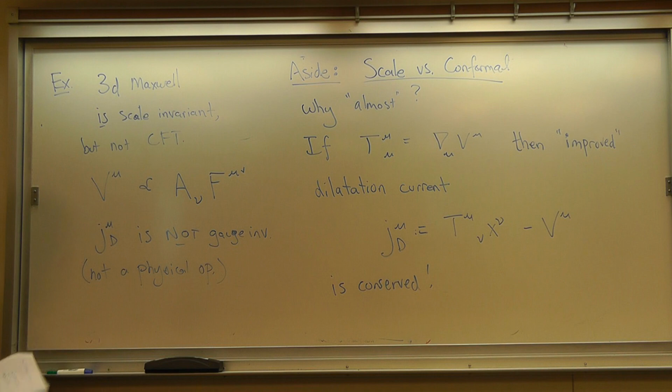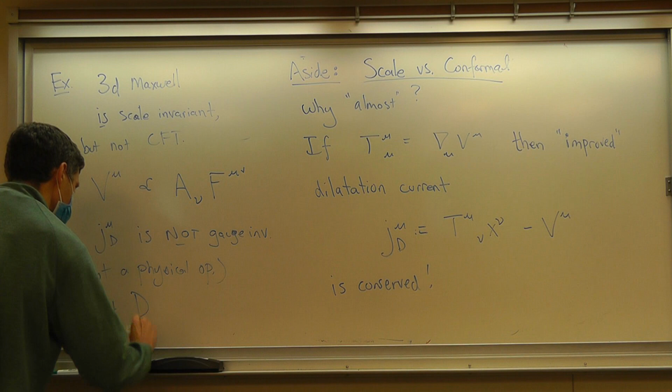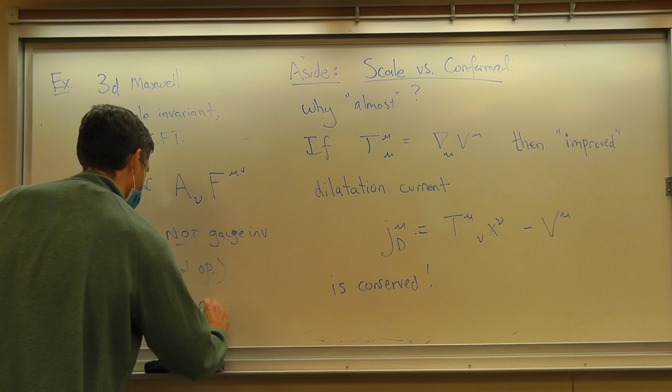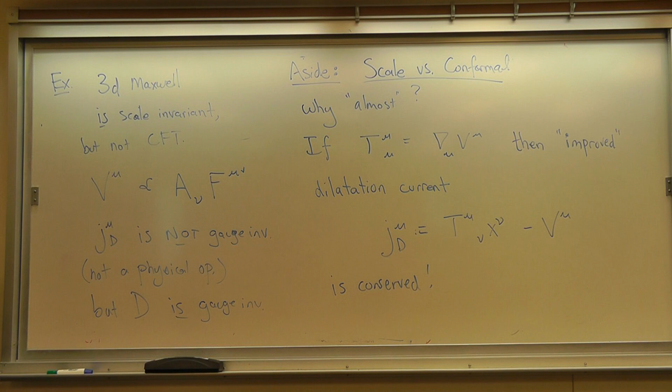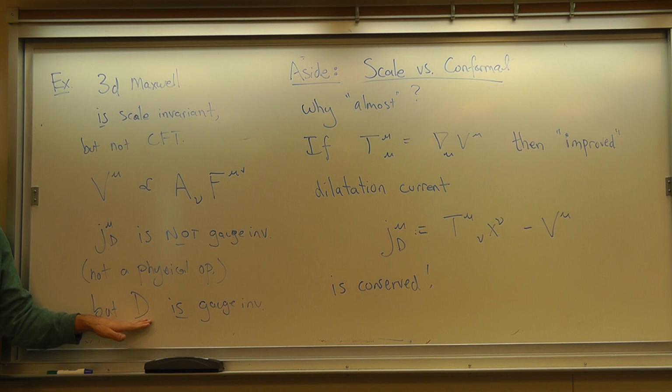But the dilatation charge, D, is gauge invariant. Okay, so the interpretation is that if you think about things globally, like you think about the Hilbert space of states in this theory, then it does have a scale symmetry. States and stuff transform. This D is a perfectly good gauge invariant conserved charge. But it's not really the integral of a local current.